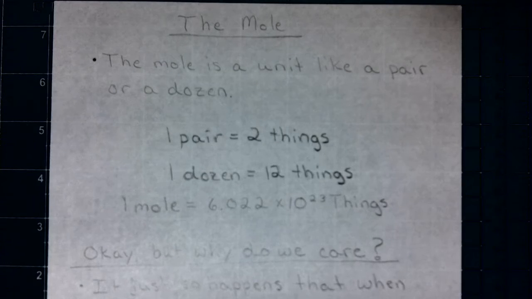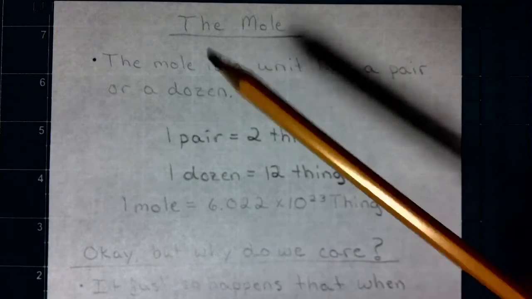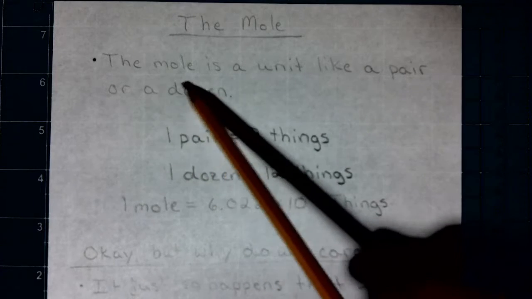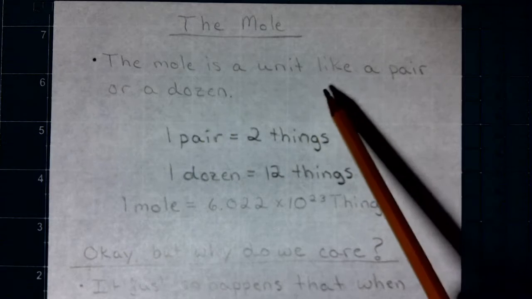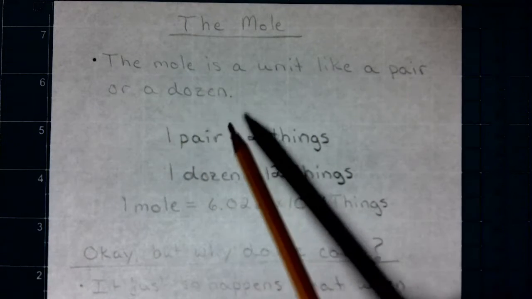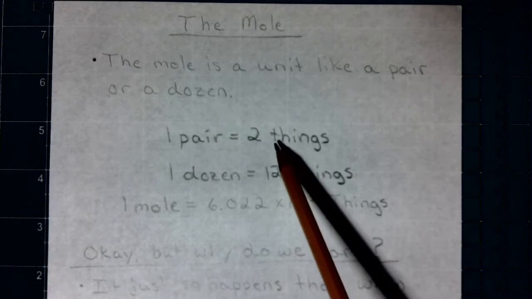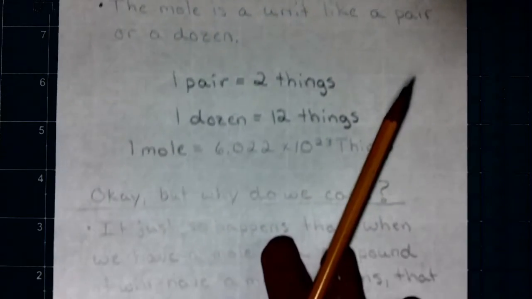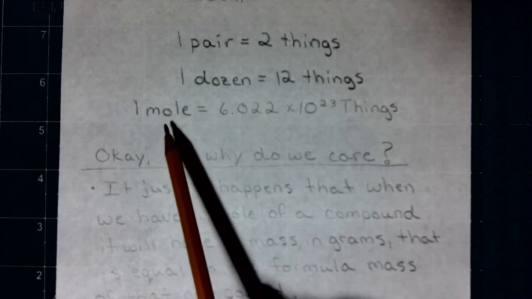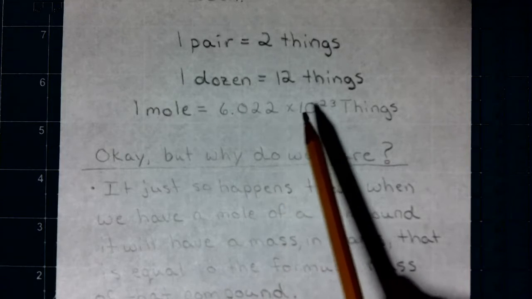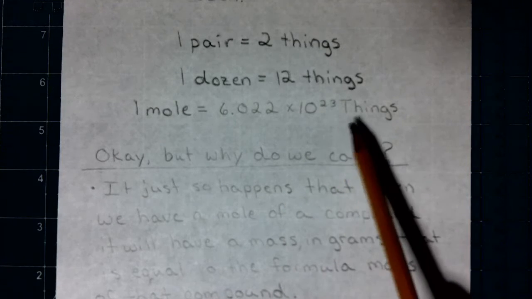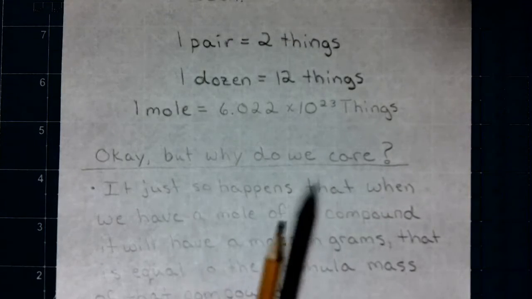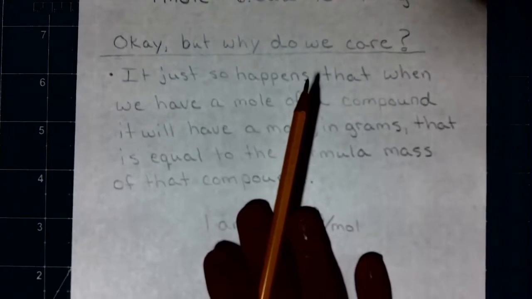Hello everybody. In this video, I want to introduce to you guys the concept of the mole. The mole is a unit just like a pair or a dozen. So one pair is 2 things, 1 dozen is 12 things, and 1 mole is 6.022 times 10 to the 23rd things. This is a really big number known as Avogadro's number, after the scientist Avogadro.